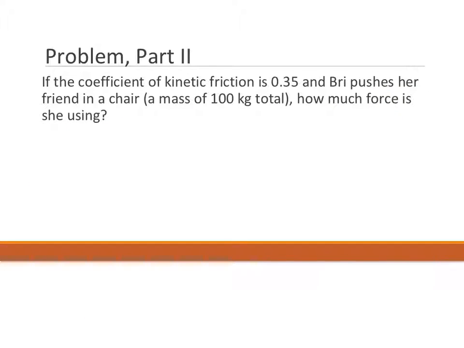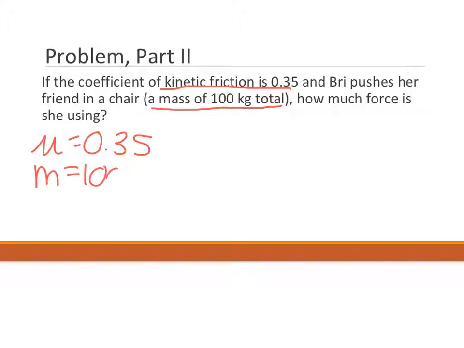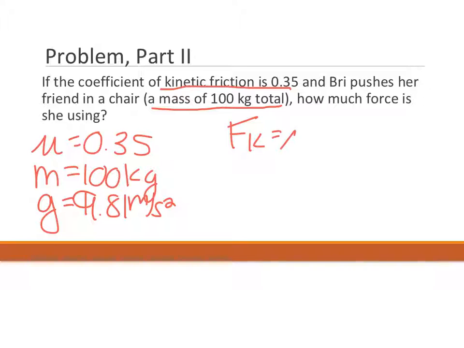All right, so if the coefficient of kinetic friction is 0.35 and Bree pushes her friend in a chair with a mass of 100 kilograms total, how much force is she using? So remember, we always need to start out with what I know. I know my mu is 0.35. My mass is 100 kilograms. And I also know my gravity is 9.81 meters per second squared. So I am looking for kinetic friction equals mu times force normal.